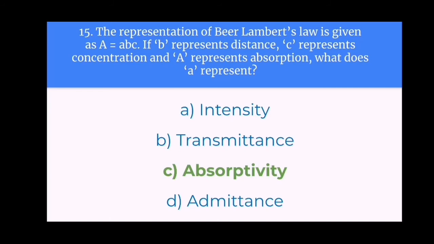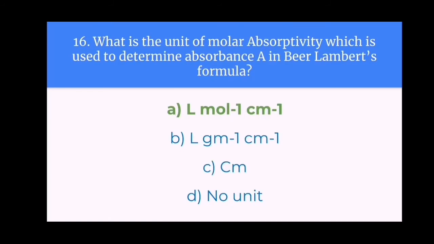Absorptivity. Next is, what is the unit of molar absorptivity which is used to determine absorbance A in Beer Lambert's formula? A. L mole inverse centimeter inverse, B. L gram inverse centimeter inverse, C. cm, D. No unit. The correct answer is A. L mole inverse cm inverse.